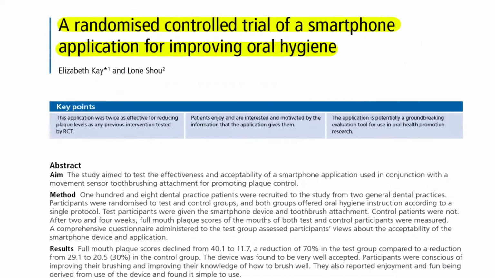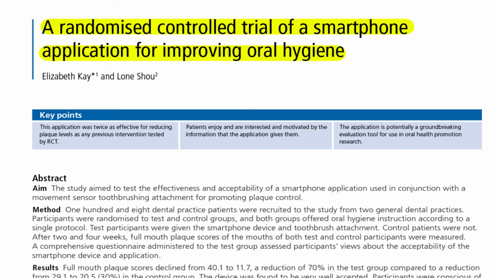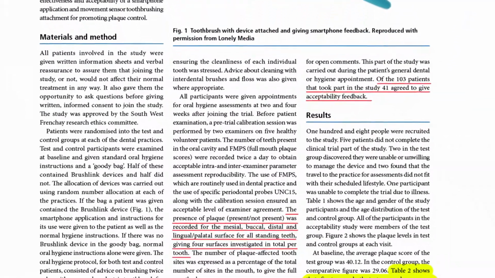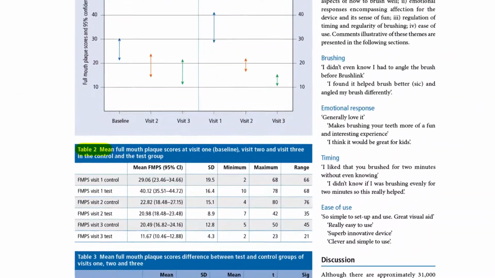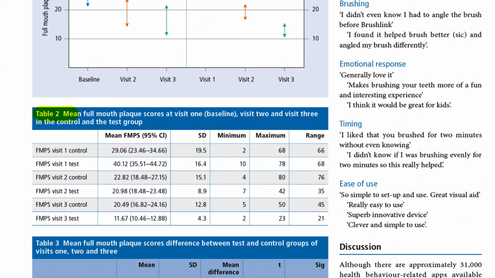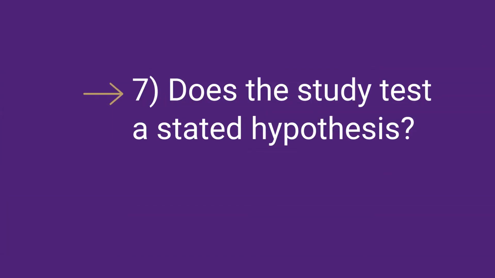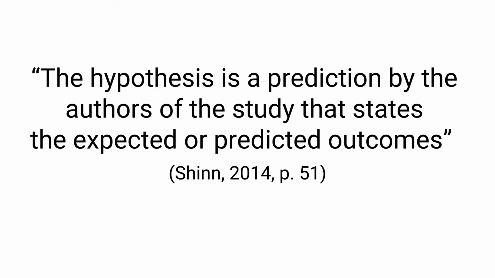Differences include changes to the inclusion and exclusion criteria of the study's participants, failure to recruit the planned number of participants, or changes to the duration of follow-up of participants. Determine if the study's hypothesis has been tested. The hypothesis is a prediction by the authors that states the expected or predicted outcomes of the study to be tested, confirmed, or refuted. Look for evidence that the hypothesis has been addressed in the study.